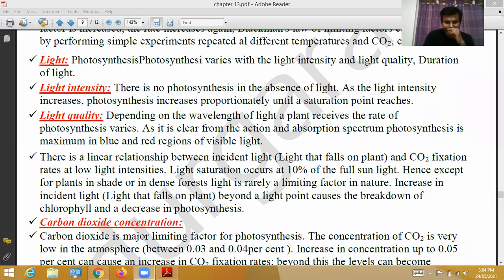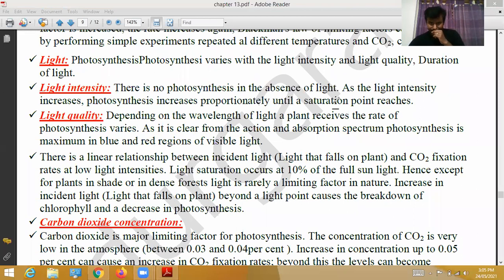Increase in incident light that falls on the plant beyond the light saturation point, that means beyond the sufficient point, causes breakdown of the chlorophyll and decreases photosynthesis. When an excess amount of light falls on the leaf surface, it breaks down the chlorophyll. If the chlorophyll is broken down, automatically photosynthesis is decreased.